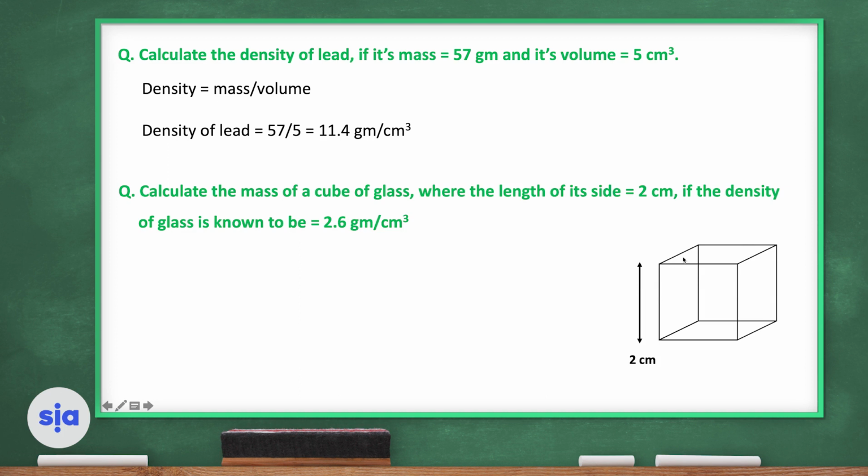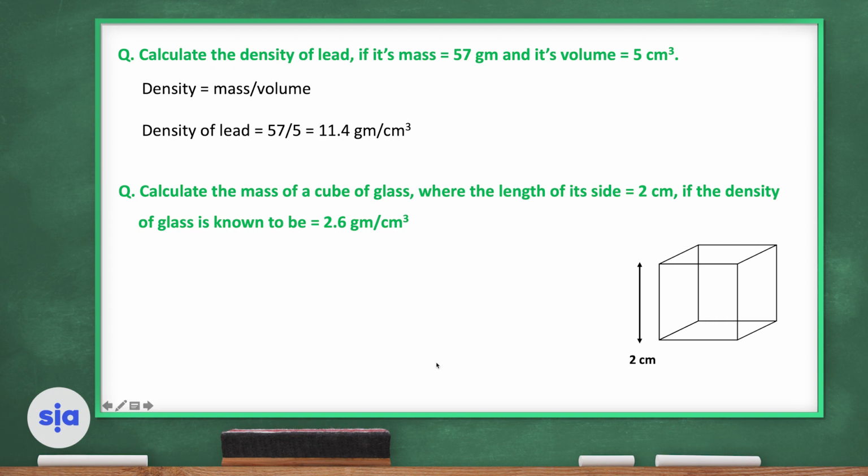Now, look at this glass cube. The length of its side is 2 centimeters. Calculate the mass of the cube if you know that the density of glass is 2.6 gram per cubic centimeter. In this problem, we have the length of the side and we have the density, and you are going to calculate the mass.